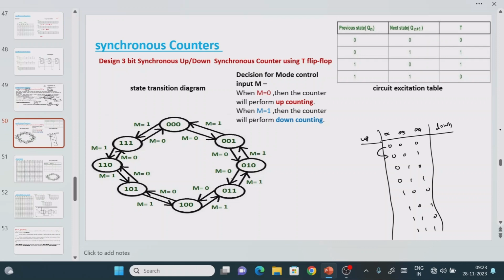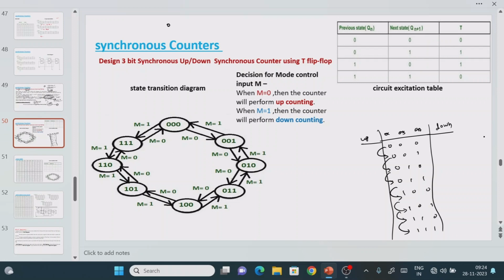For 0 0 1, if you think that 0 0 1 is your present state, what is the next state? 0 0 1 means 1, right? 1 plus 1 is nothing but 2, right? So the next state is 2. For 2, what is the next state? 3. For 3, what is the next state? 4. For 4, 5. For 5, it is 6. For 6, it is 7.